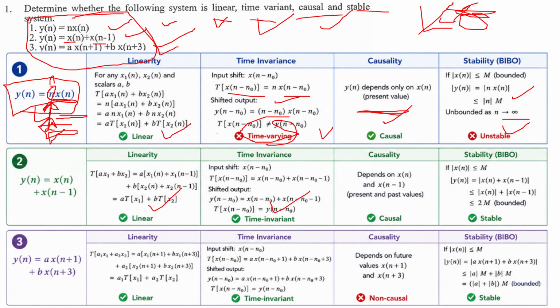Then causality: here it is n minus 1, so this is past dependence. If it is n plus 1, like here in this third one, then in that case this will be future dependence, meaning non-causal. Otherwise, this is causal.